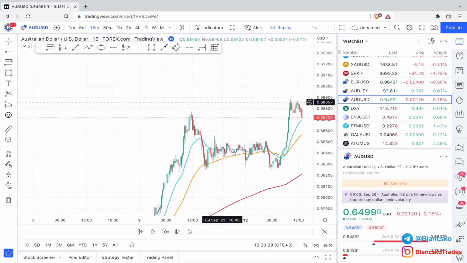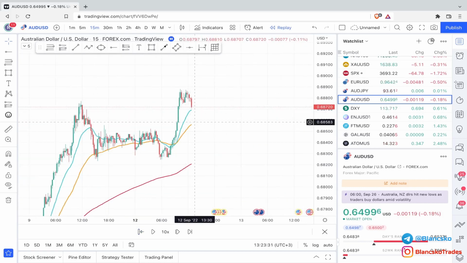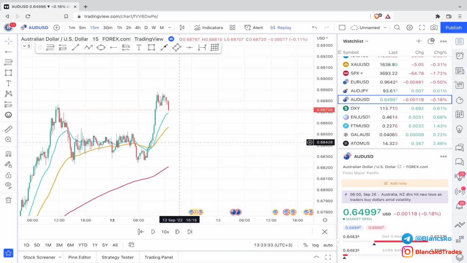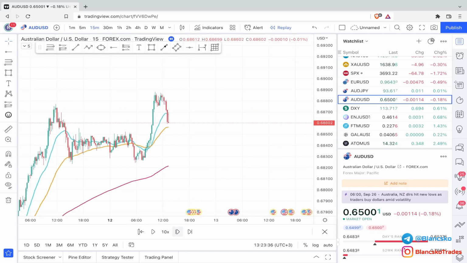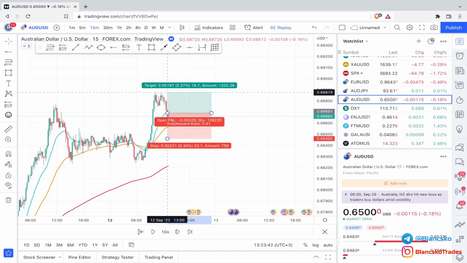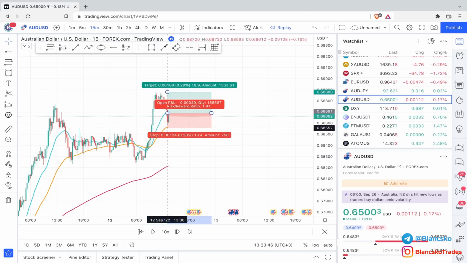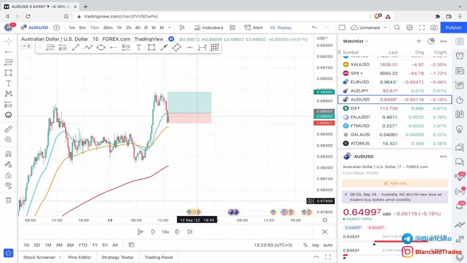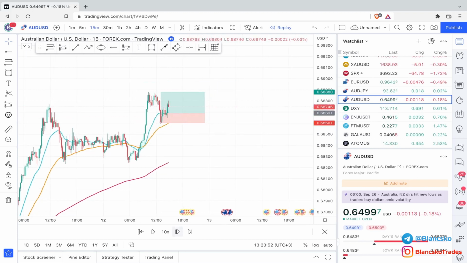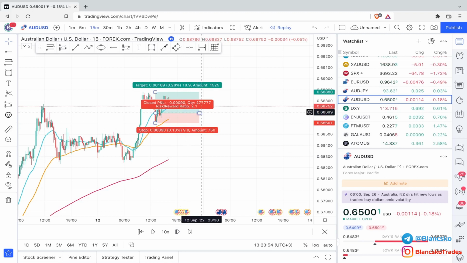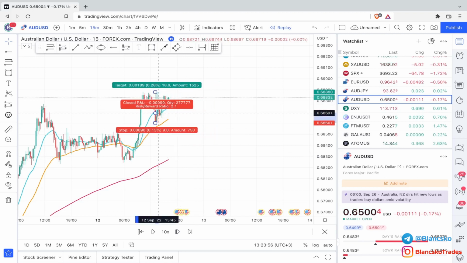So we have the first example, 20 above the 50, both EMAs above the 200, everything is set. This is where we would have entered the trade. The take profit would have been right here, and the stop loss would have been hit. So this would have been 1 loss. The price barely hit the stop loss, and then it moved up.